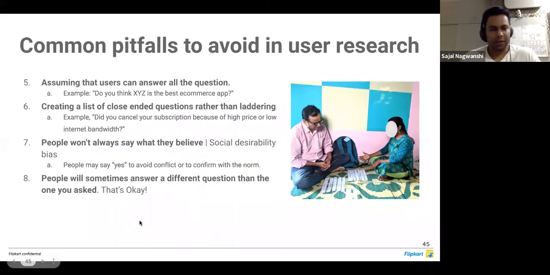Last four points on this. The next set of mistakes one can make is to assume that the user can answer all the questions. Always go into the field thinking that users can probably answer questions about themselves, but probably not about the whole world, such as, do you think so-and-so is the best e-commerce app, or the best way to listen to music? So don't make that assumption.